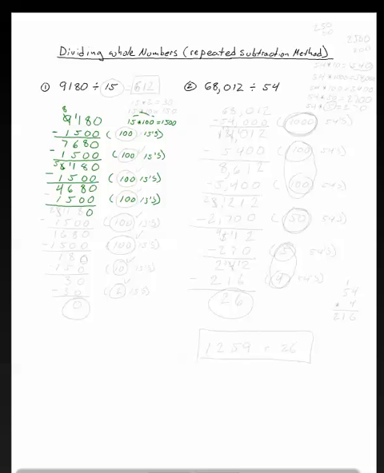0 minus 0 is 0. 8 minus 0 is 8. 6 minus 5 is 1. 4 minus 1 is 3. And once again, I can subtract 1,500, which is 100 15s.